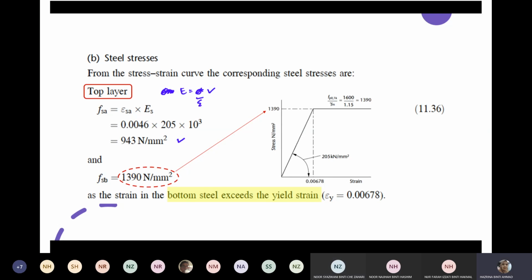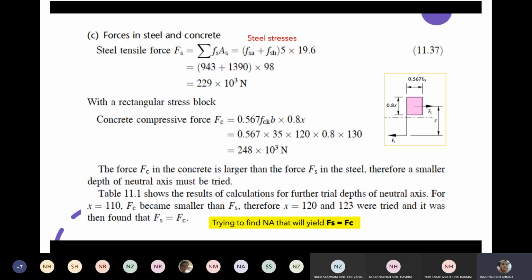Alright. Okay, so after we have already calculated the steel stresses, we are going to calculate the forces, right? What we are going to do here is compare the two values of forces, the force in the concrete and the force in the steel. What we are going to try to do is find the neutral axis that will yield Fs equals Fc, right?